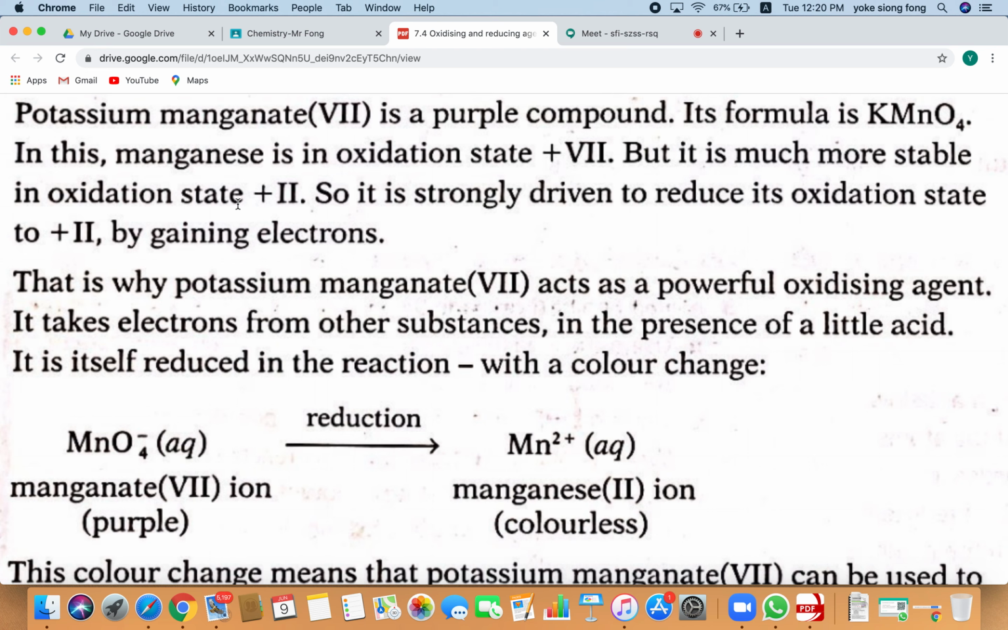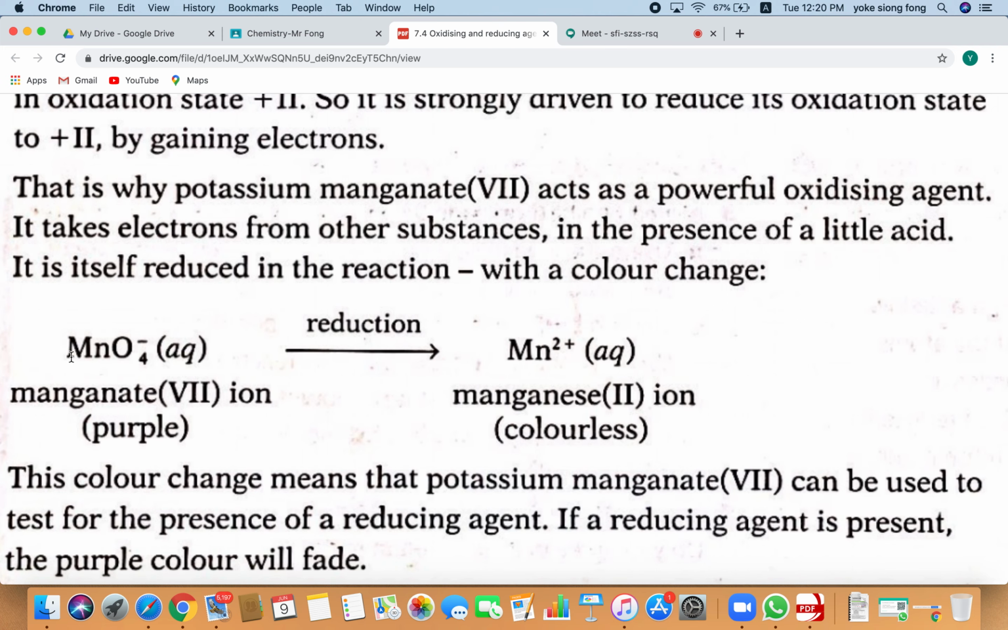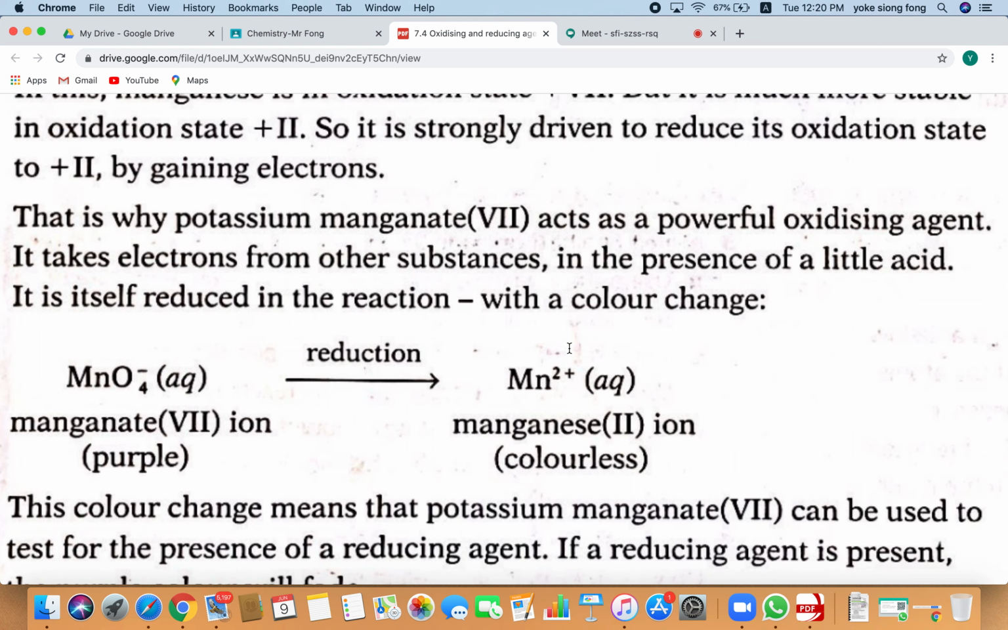When this one undergoes reduction, it is the oxidizing agent. The one that undergoes reduction is the oxidizing agent. Look at this equation. The MnO4 negative undergoes reduction and becomes Mn2 plus, which is the oxidation state plus 2. For manganese, this is more stable compared to the manganate 7 ion. Once reduced to this one, it is more stable. It's better for it.